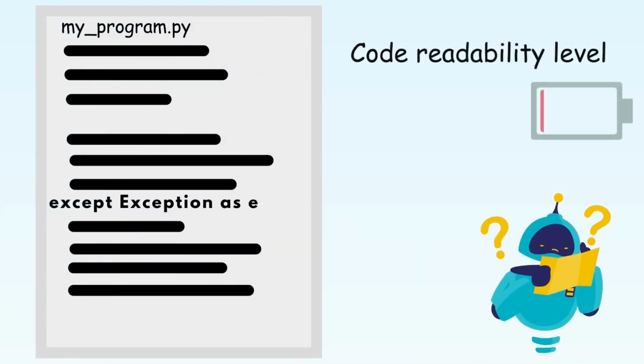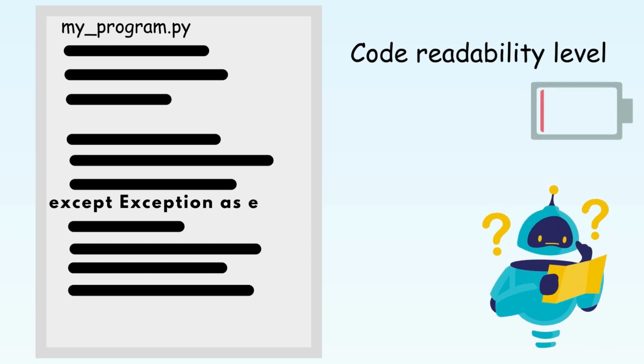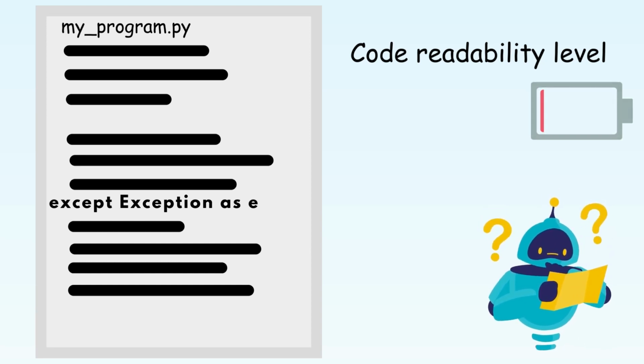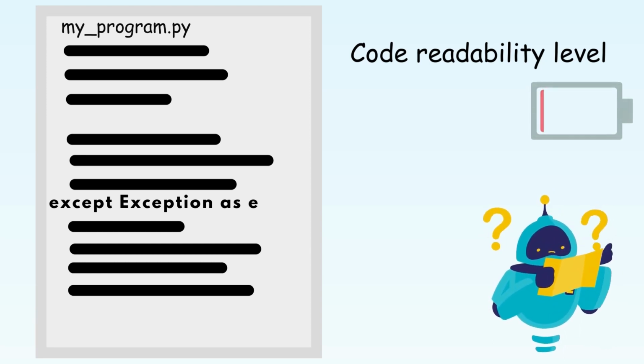So, except Exception as e. This is a fairly common expression used in Python when dealing with exceptions. But the problem is, unlike other parts of the Python language, the readability of this particular syntax is not so good. I remember the time when I first came across the statement except Exception as e.